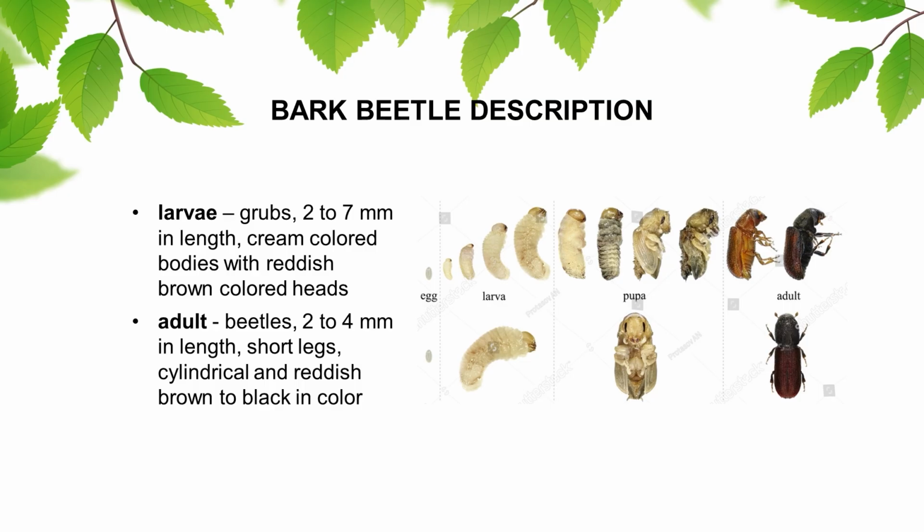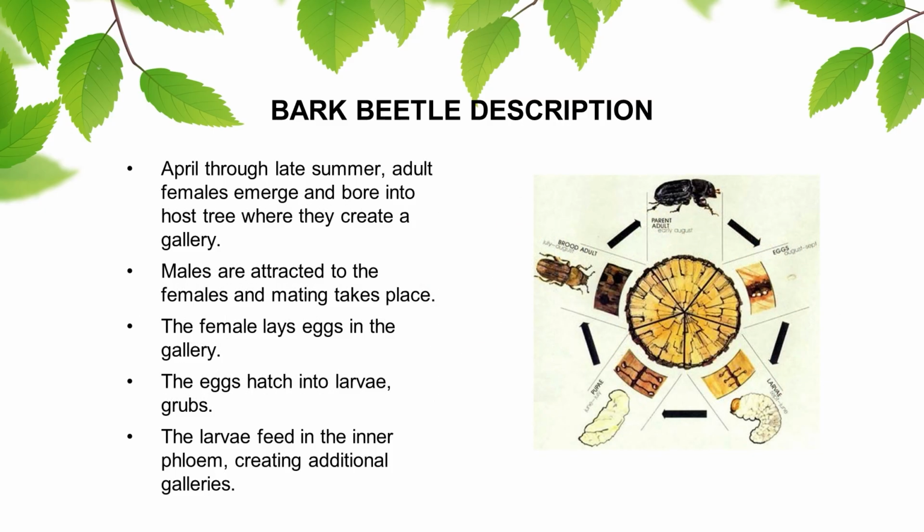Bark beetle life cycle. Bark beetles usually produce 2 or 3 generations per year. Beginning in April through late summer, the adult females emerge and bore into a host tree where they create a gallery under the bark. Males are attracted to females and mating takes place. The female lays eggs in the gallery. The eggs hatch into larvae grubs.